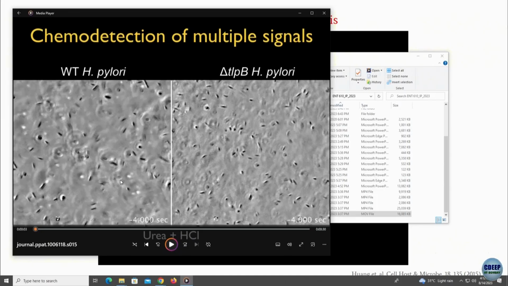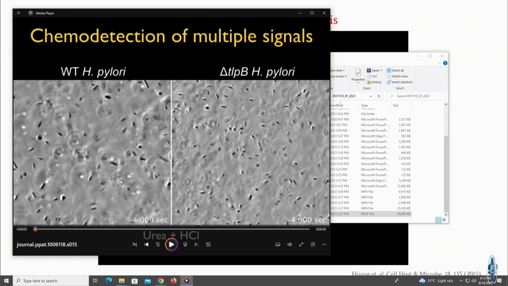Okay. All right. So, now you have an experiment where in a pipette you have a mixture of urea and HCl. So, an attractant and a repellent. Okay. You take these wild type bacteria and then you take this mutant bacteria, where you have knocked out these chemoreceptors TLPB. What would you expect? So, forget about the mutant for the time being. In the wild type, what would you expect when you put a mixture of attractant and repellent?